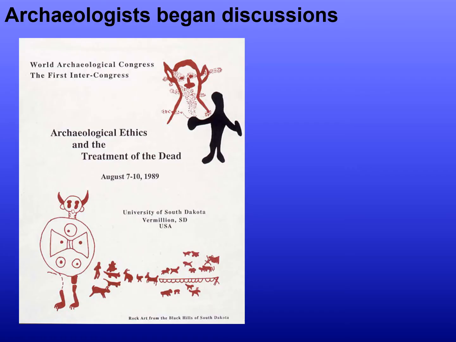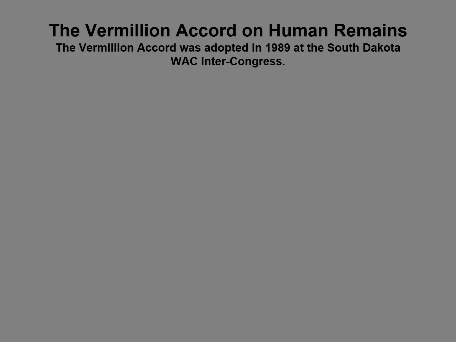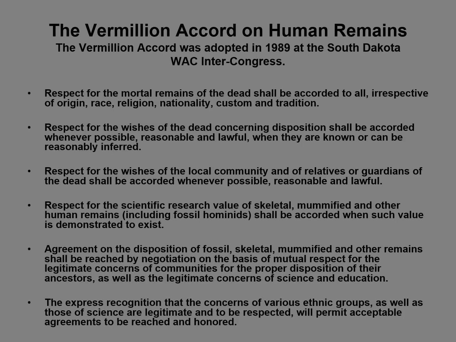After this, archaeologists began having discussions on how to address the treatment of the dead, right? In the World Archaeological Congress, the first inter-congress on archaeological ethics and the treatment of the dead had 20 countries represented. There were also 27 Indian nations there as well, and it compiled something referred to as the Vermilion Accord. The Vermilion Accord was adopted in 1989 at the South Dakota World Archaeological International Congress.